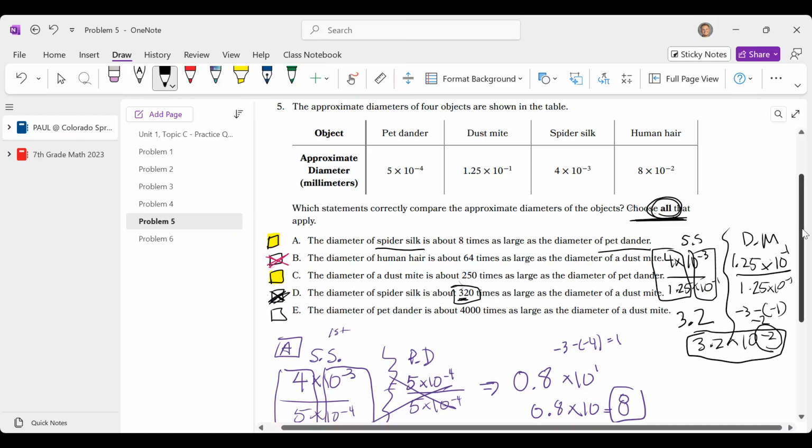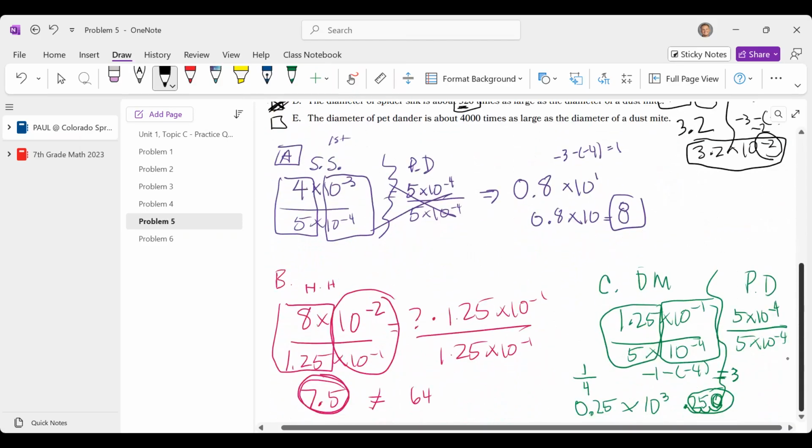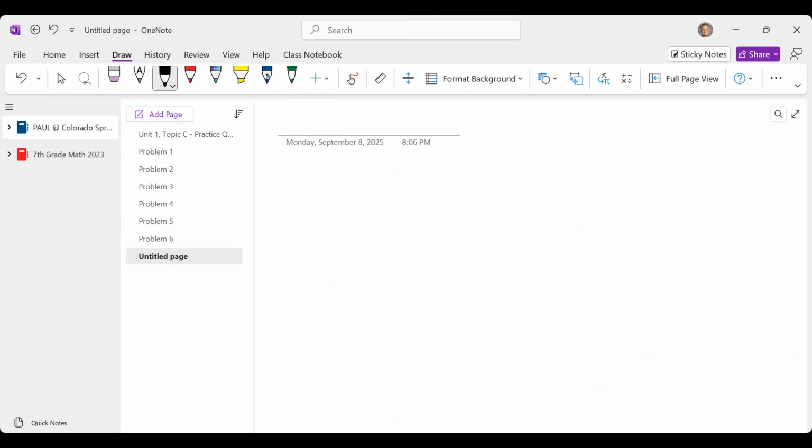All right, guys, we have one more left to do. It is important that you do all of the options because that way you know that you've completed all of them and that you've made the right choices. So our last one is pet dander, and we have the dust mite diameter.